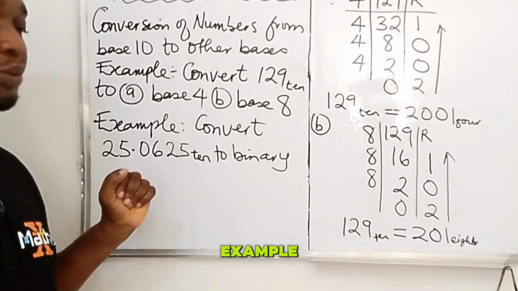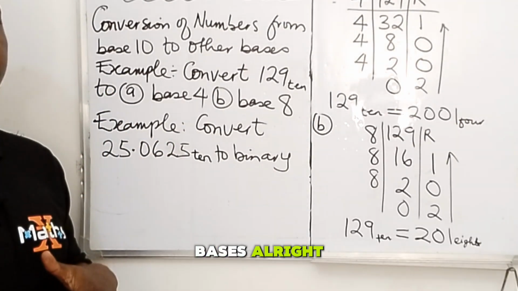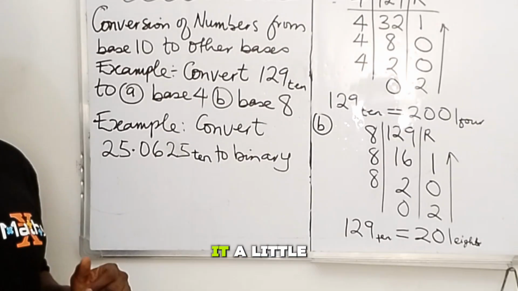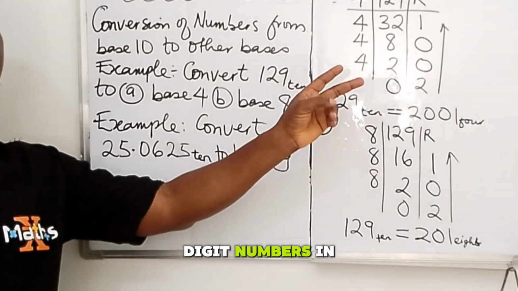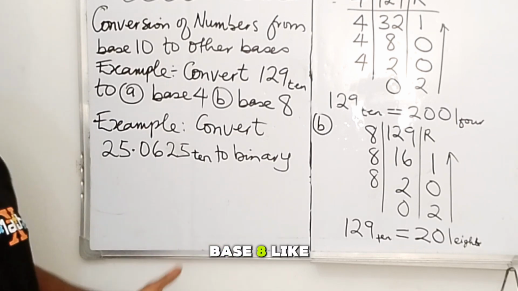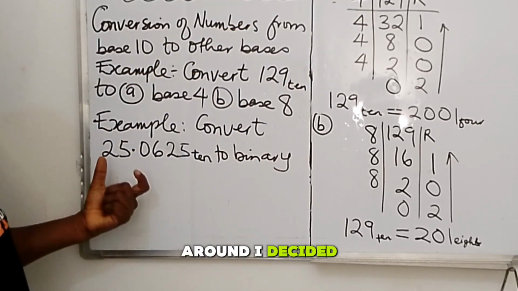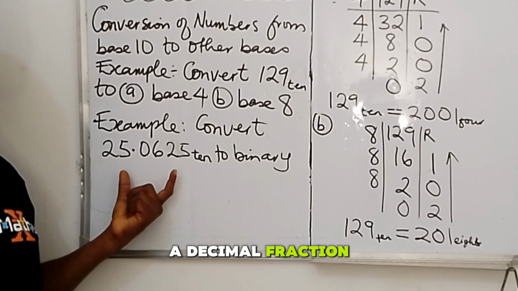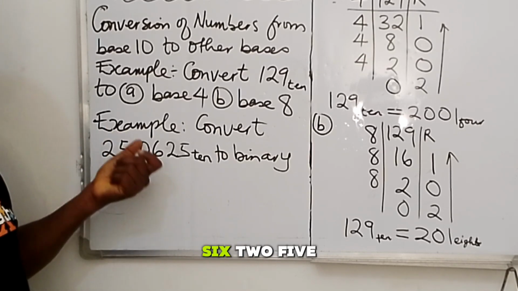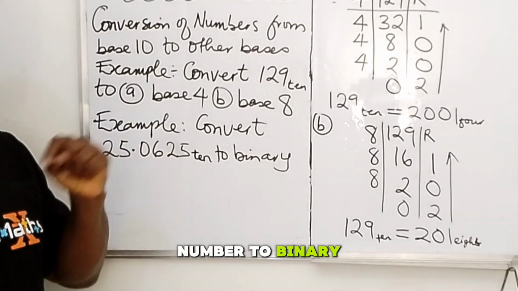For this next example, we are going to still convert numbers from base 10 to other bases, all right. But I decided to put some complication into it a little. Now, earlier we used 2-digit numbers in base 10 to convert to base 4, base 6, and base 8, like I've done here. Then here I used a 3-digit number. But this time around, I decided to use a decimal fraction here. So I have 25.0625 base 10, and I want to convert this number to binary.